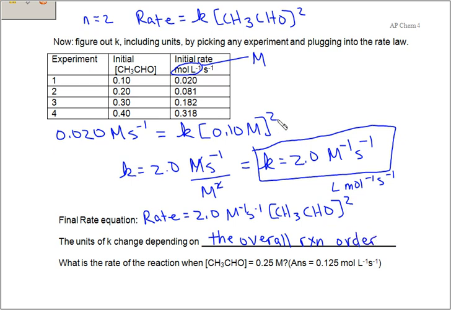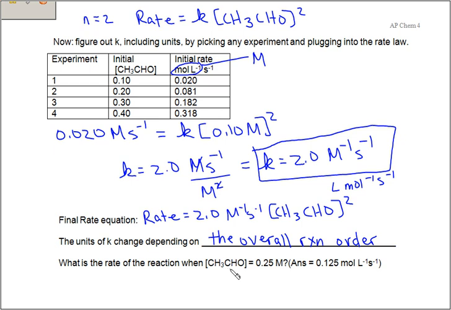Notice that the units of K depend on the overall reaction order. So this is a second order reaction. If it was third order, then we would have molarity squared here. If it was fourth order, it would be molarity raised to the fourth power, and so our values of K would shift.